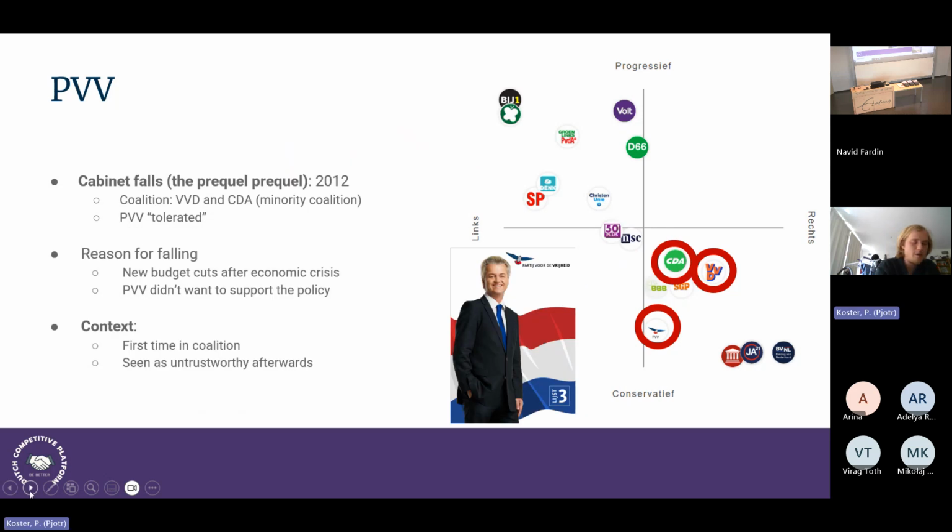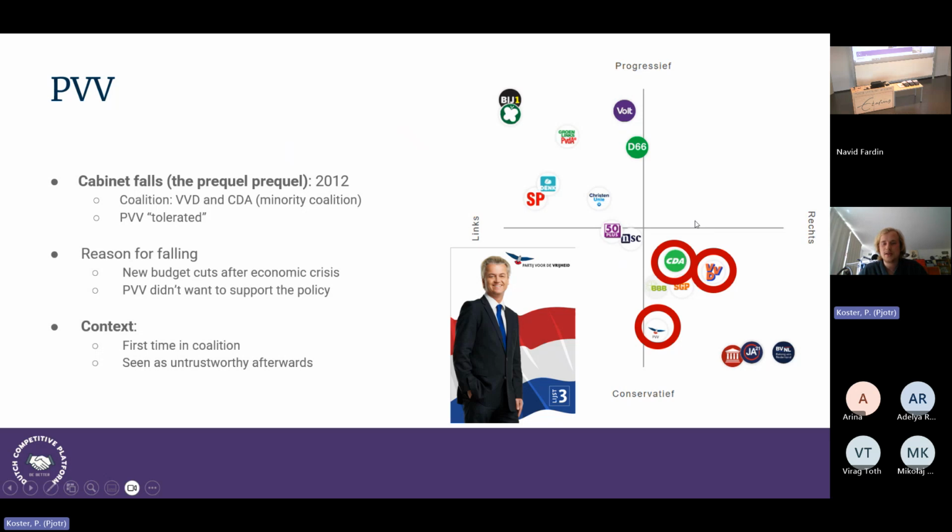Okay, let's see. I have a bit of time. So what I can do is basically explain the prequel to the prequel, because it wouldn't be the first time that a cabinet fell. This also happened because of the PVV earlier. What happened is in 2012, there was a coalition. Again, the VVD was in power, with Rutte being the prime minister, having a minority cabinet with the CDA.